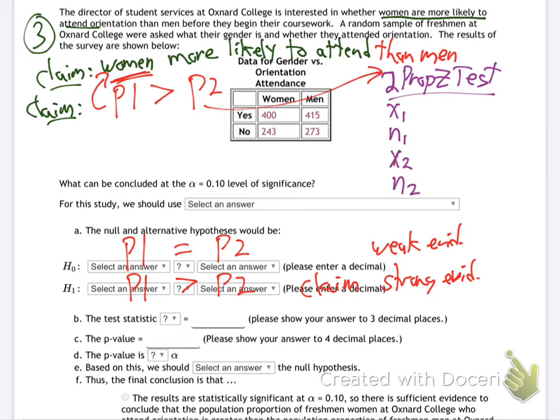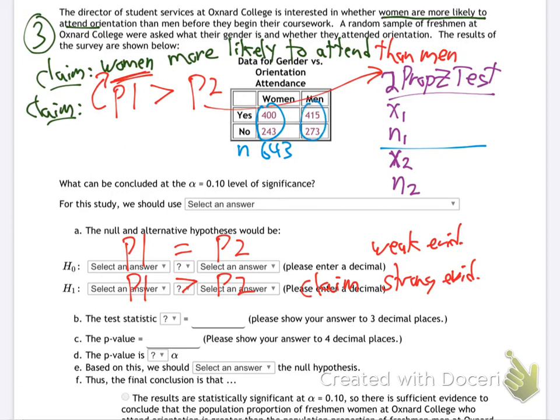This might be a little more challenging. Probably not much for you. X1, N1, X2, N2. So what do you think? Now, this might be a little more tricky. Can you do that real quick? Maybe I better give you a second. Right? Yeah. So you gotta get the Ns. Gotta come over here and get the N. And for women, you just gotta add that up. What is that? 643 total women. 400 said yes, they went to the orientation, and 243 said no, they didn't go to the orientation.